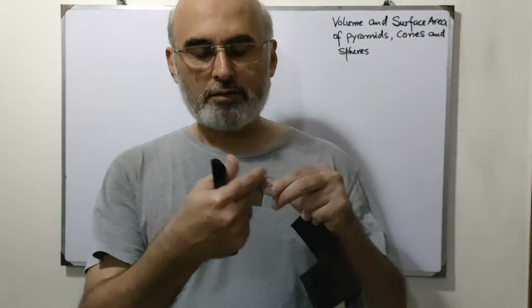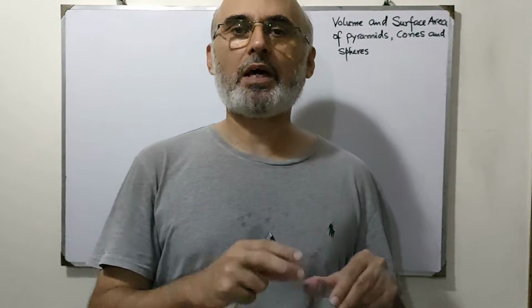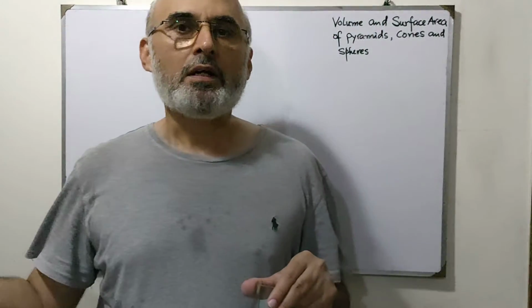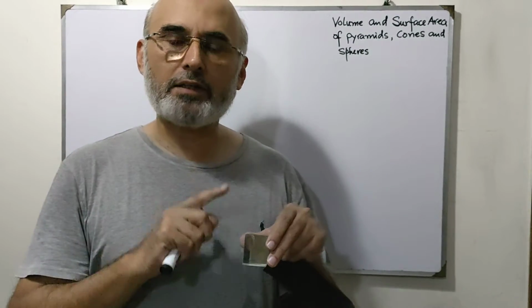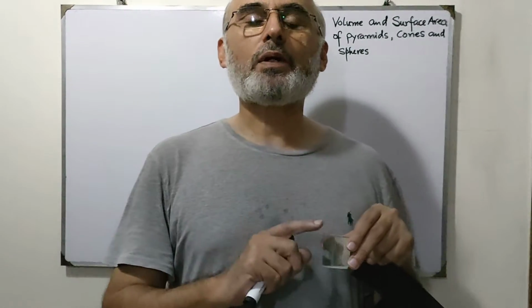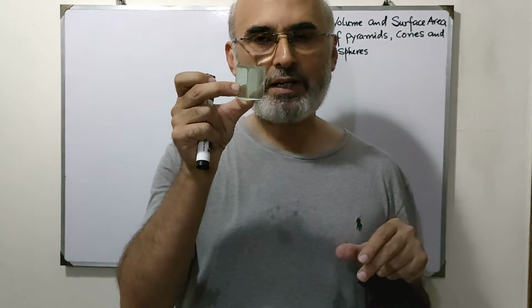And then the prism has its faces. This is a triangular prism. We could have a square prism. We could have a pentagonal prism. So we have already discussed this, and we have calculated the volume and surface area of a prism, right?